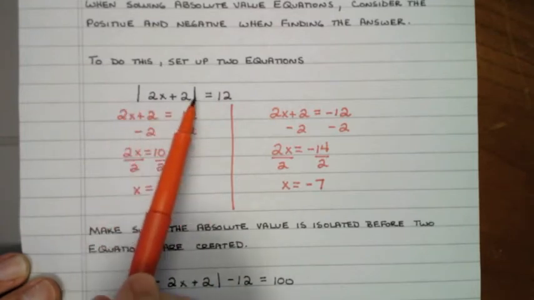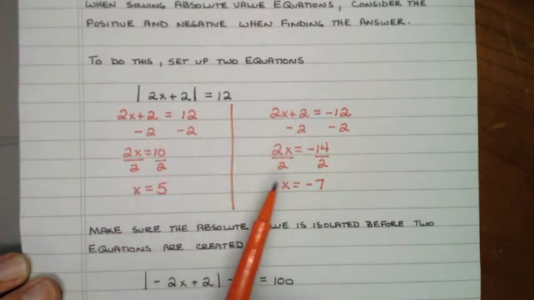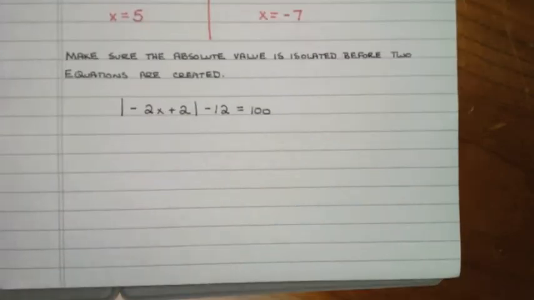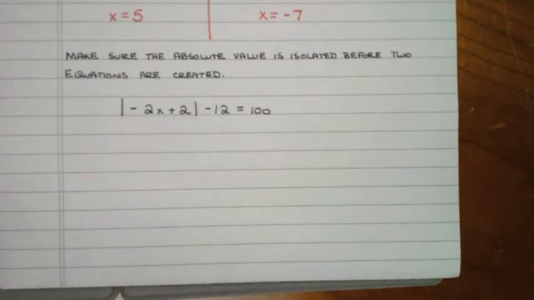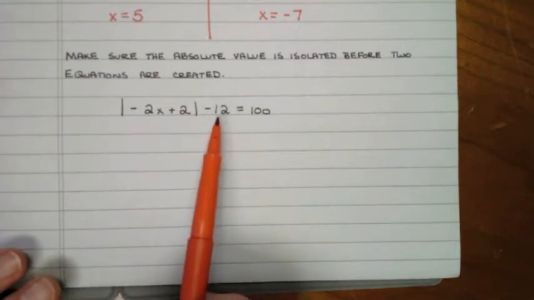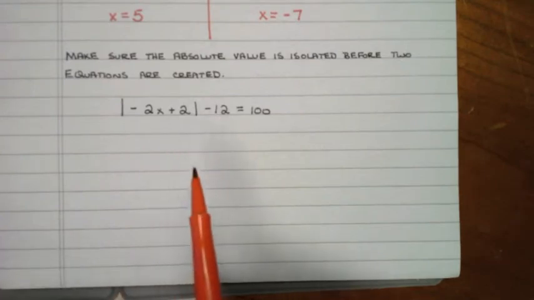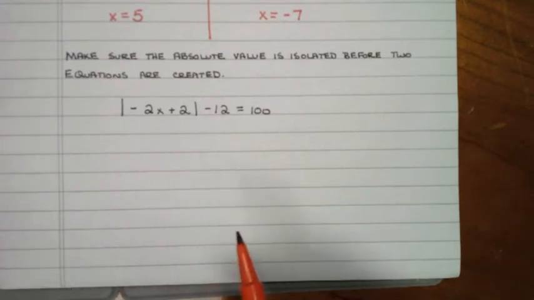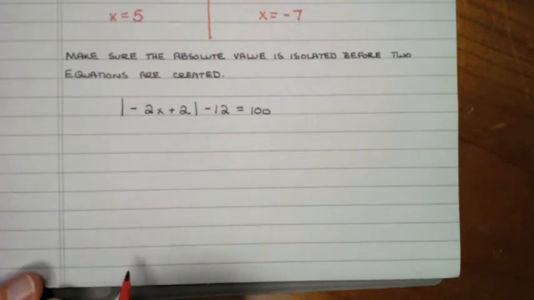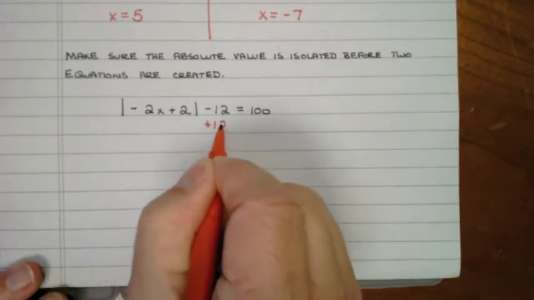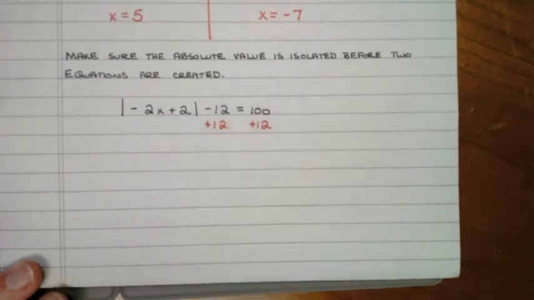So when you have absolute value equations, set up two equations considering the positive and negative and solve those two equations. When you're solving these, make sure this absolute value is isolated. Make sure there's nothing else on the outside of that absolute value symbol. If you do have a number on the outside of that absolute value symbol, you need to use your normal rules for solving an equation to get rid of that number. In this case, I need to get rid of this negative 12. So the way I'm going to do that is I'm going to add 12 to both sides.